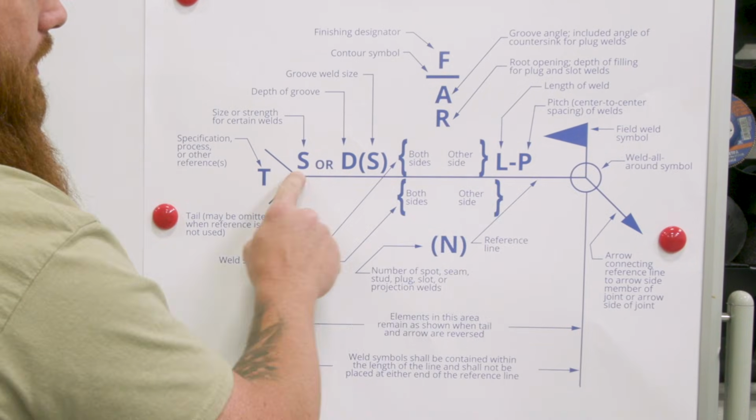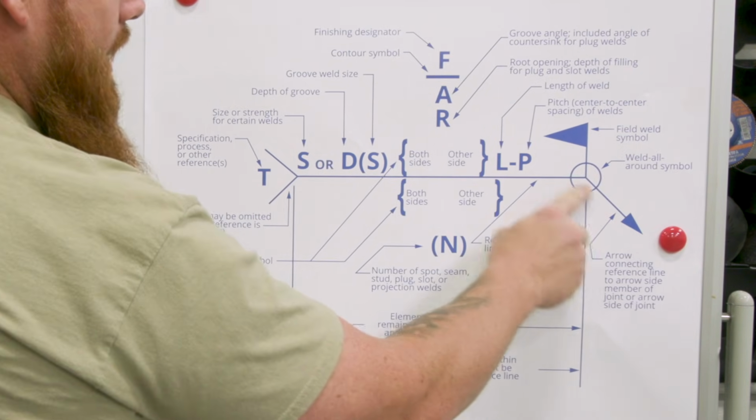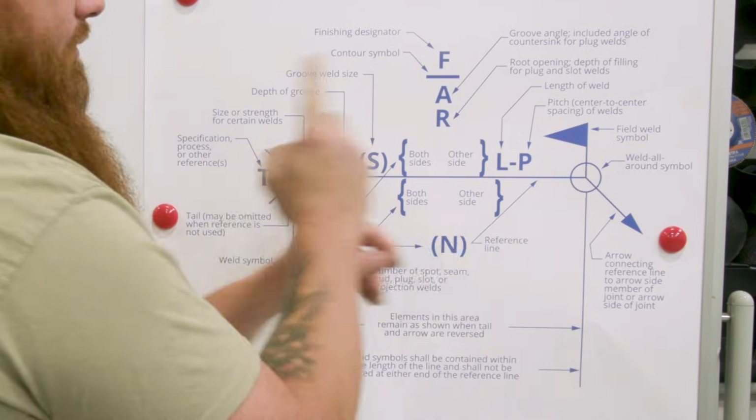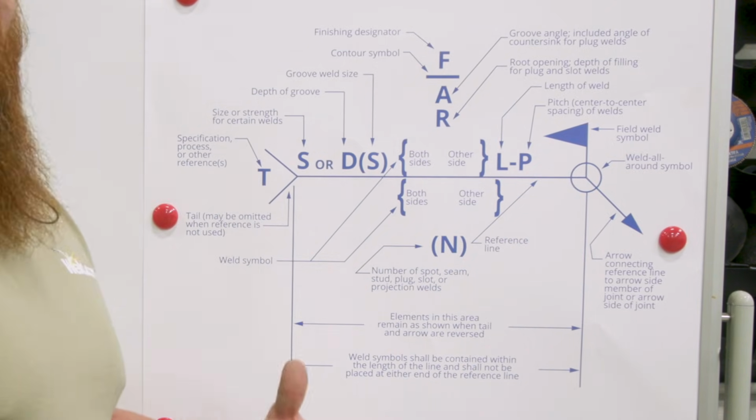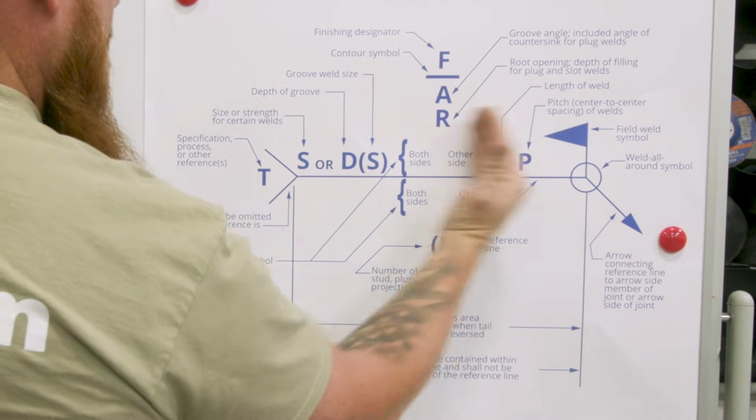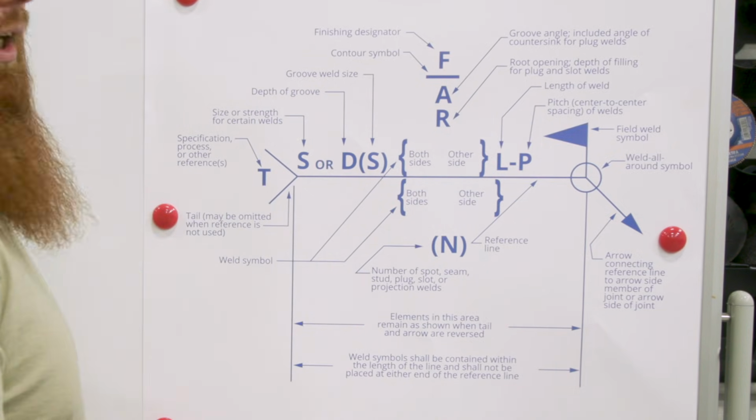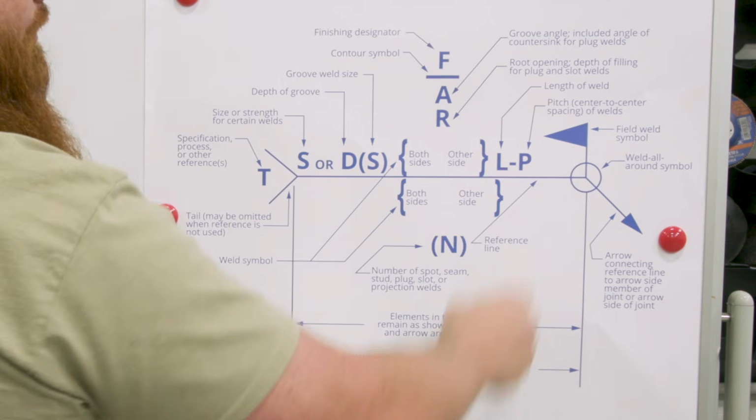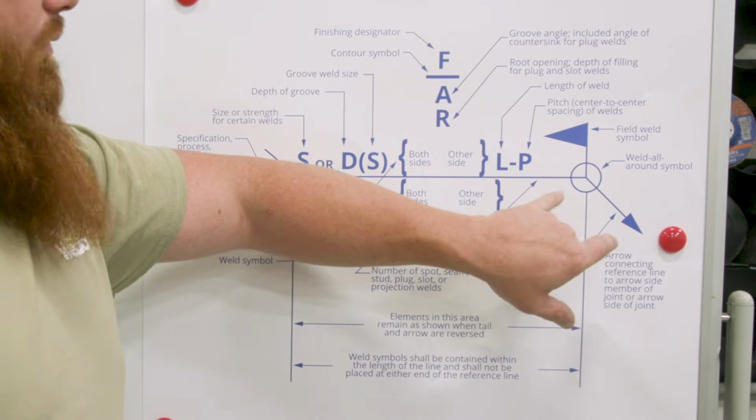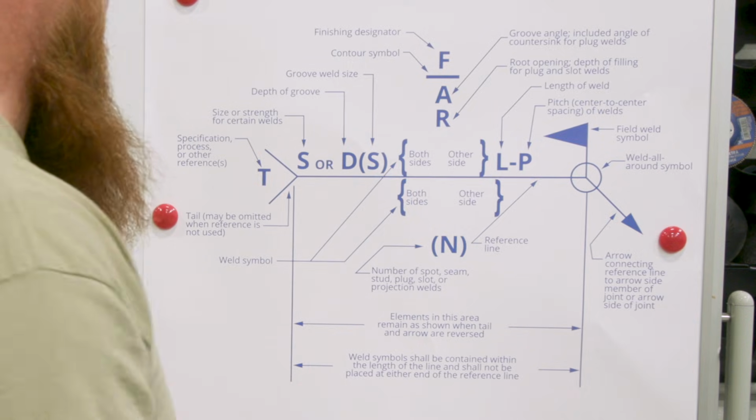This line right here is our reference line. We have the arrow line. Now these can be swapped back and forth, so the arrow can actually be on this side, tail over this way. It doesn't matter. We're always going to read this information left to right. It's never going to change. The only thing that'll pop over this way is the weld all the way around symbol and the field weld, because they meet where the reference line and the arrow line connect.